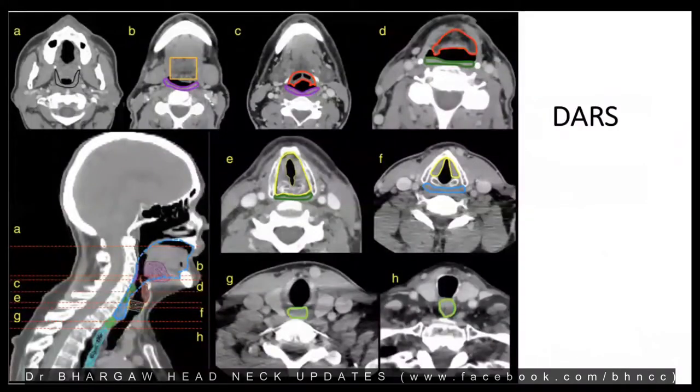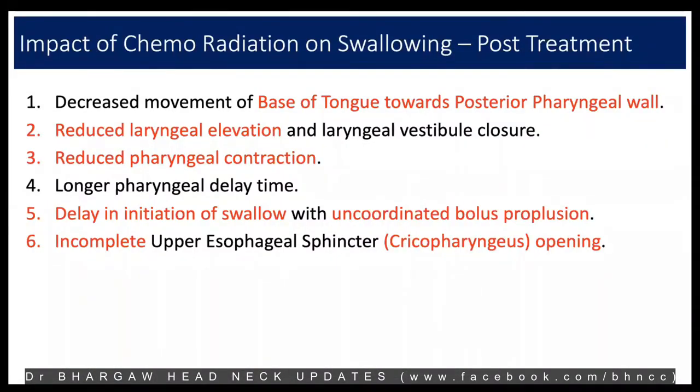Now, the impact of chemoradiation on swallowing. Mainly the patient has decreased movement of the base of tongue towards the posterior pharyngeal wall, reduced laryngeal elevation, and reduced pharyngeal contraction. There's a long time for the food bolus to go down, and a delay in initiation of the swallow. Some people cannot start the swallow, and there's incomplete opening of the upper esophageal sphincter. You will not find all this in the same patient. You may have bits of each of these signs with varying severity in patients who underwent radiation.